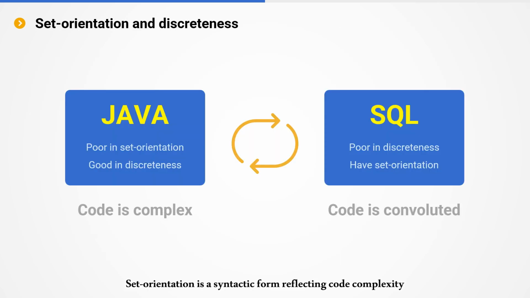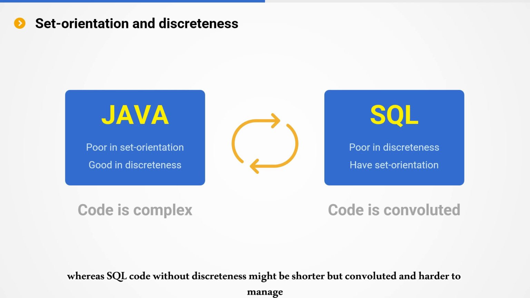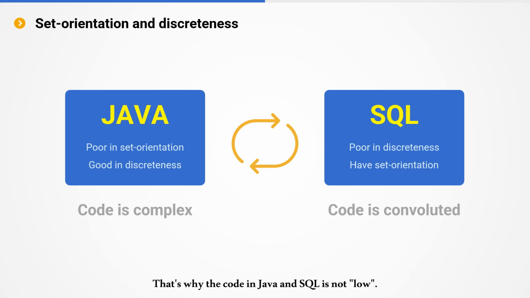Set orientation is a syntactic form reflecting code complexity, while discreteness is a data model that reflects the difficulty of the code. Java code lacking set orientation can become very complex, whereas SEQL code without discreteness might be shorter, but convoluted and harder to manage. That's why the code in Java and SEQL is not low.